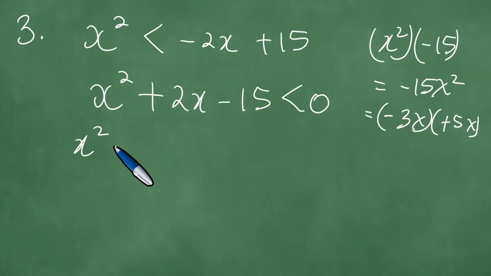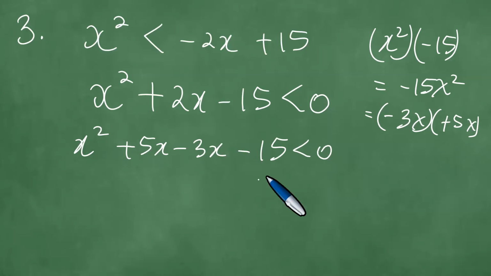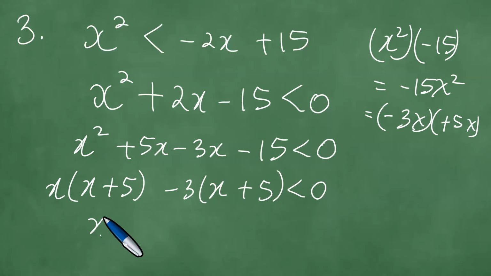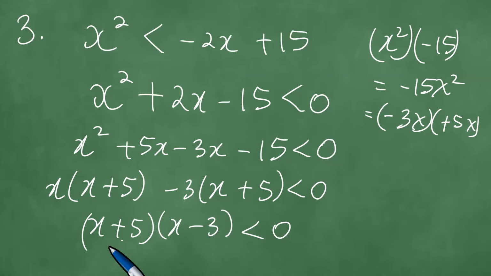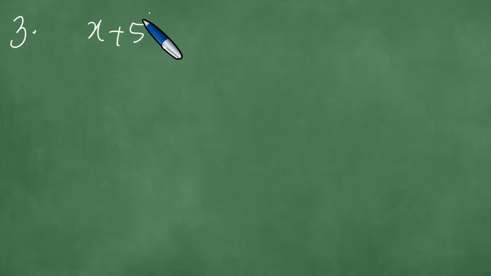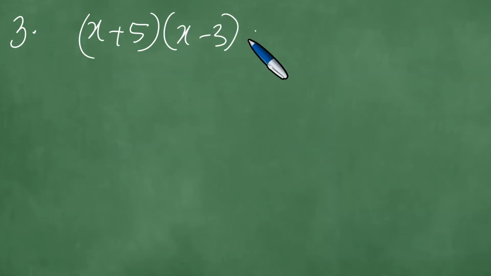Right, so that we have x squared plus 5x minus 3x minus 15 is less than 0. So we have x into x plus 5 minus 3 into x plus 5. That is x plus 5 into x minus 3 is less than 0. So these are the factors of this: x plus 5 into x minus 3 is less than 0.